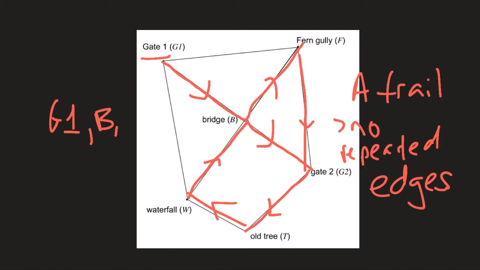After B, I then turned over to Fern Gully. After Fern Gully, I headed down towards gate 2. After gate 2, I then continued to the old tree. After the old tree, I then turned and went to the waterfall. After the waterfall, I visited the bridge, finishing at gate 2.